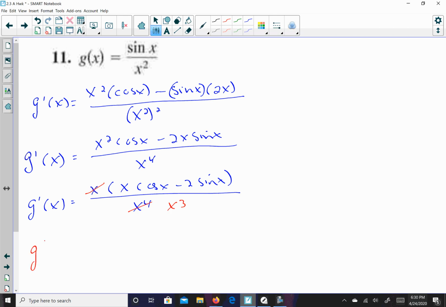And that's going to be my final derivative, as x times the cosine of x minus 2 sine x all over x to the third. If you can simplify, you have to simplify.